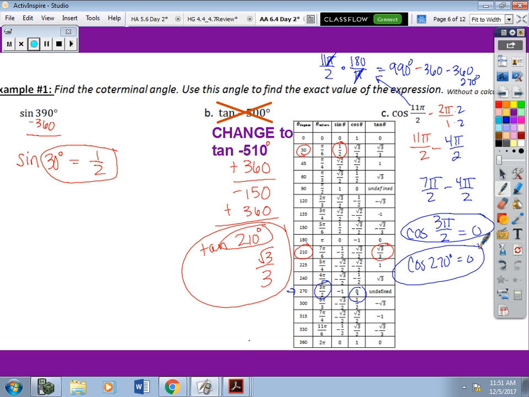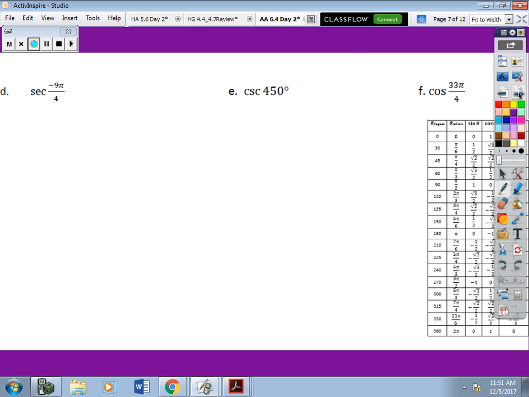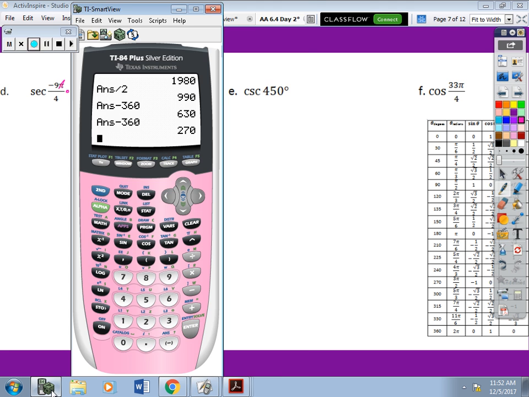Okay, why don't you guys try the next 3? Actually, we'll do one of these together because we have to do the reciprocal. Okay. Do we want to convert this to degrees? Do you like that better? Okay, we'll multiply by 180 over pi. Again, the pi's always divide out. That's the whole point of this.